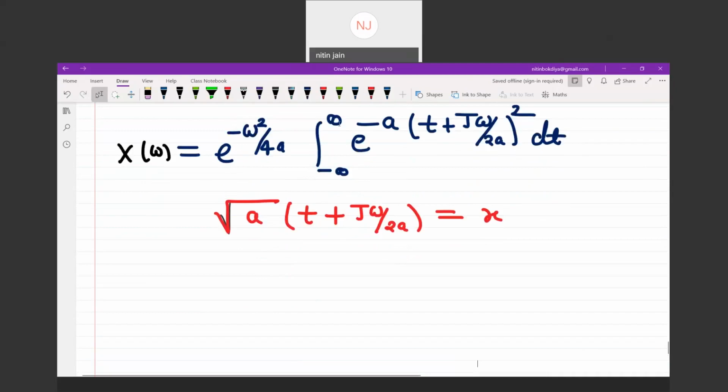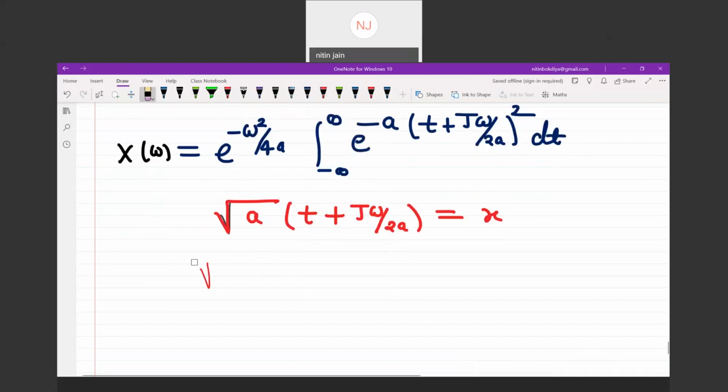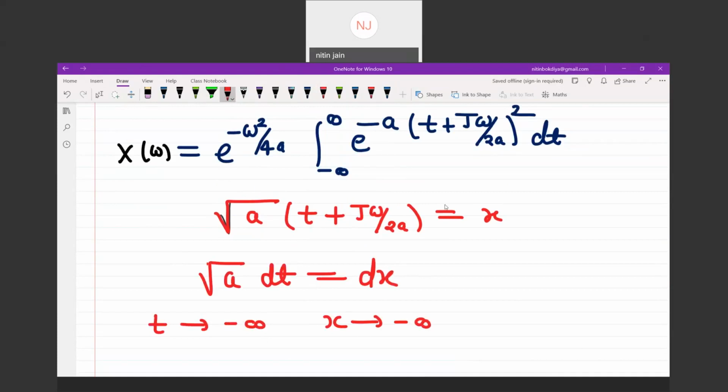So can I say the value of under root of a into dt is equivalent to dx, and when t is approaching minus infinity, x is also approaching minus infinity because these are proportional, and when t is approaching plus infinity, x is also approaching plus infinity.